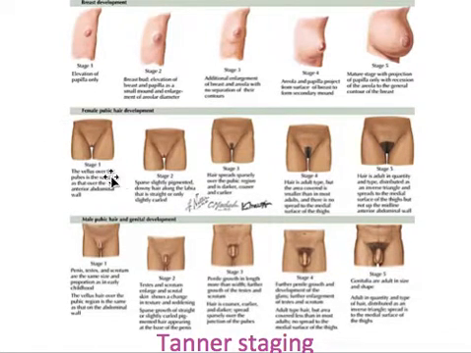Then these are the appearances of your female pubic hair development. So at the beginning, the Tanner one will have very, very few pubic hair, and then it will start to grow starting from the inner portion, and it gradually spreads into the outer part of your labia, and then it will continue to grow until you have your adult morphology of your pubic hair.